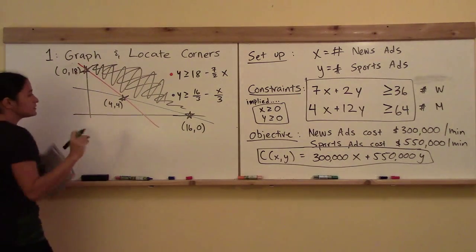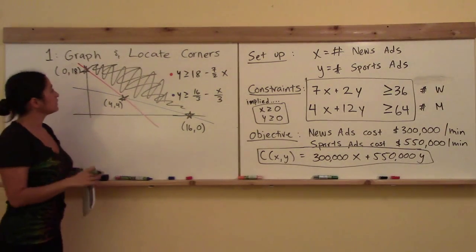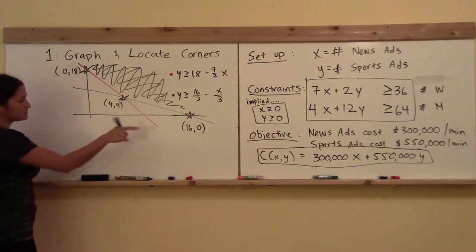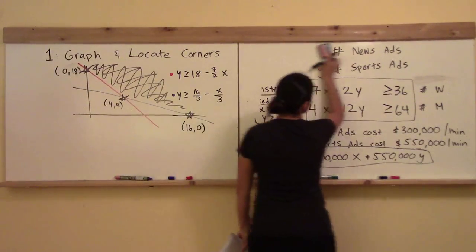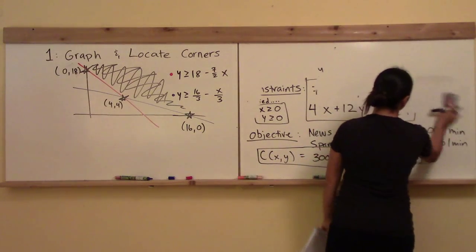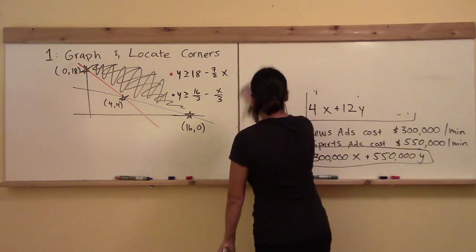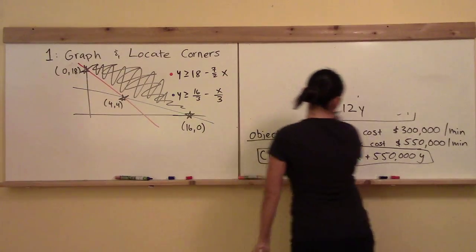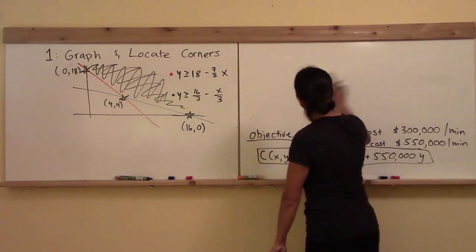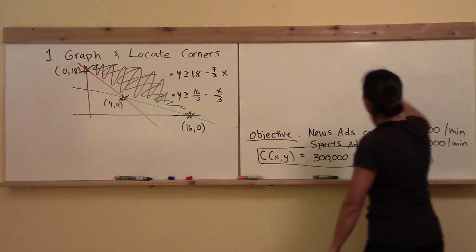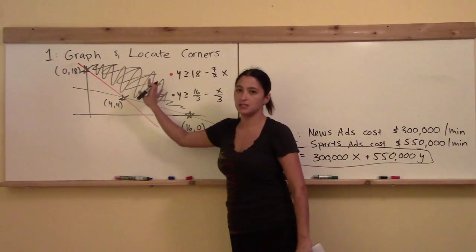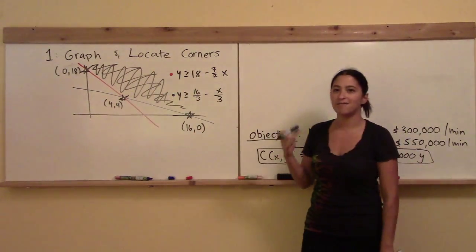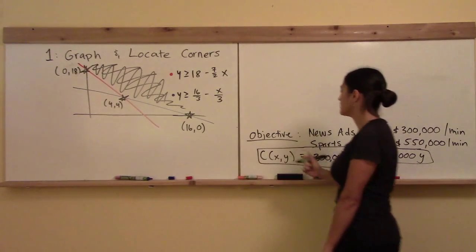Okay, so that's step 1 complete. I've graphed the region, I've located the corners. And step 2 is that I'm going to evaluate that objective function on each one of the corners. And I will just take whatever's the lowest, because that's the number that allows me to reach my goal. I know I've reached at least this amount for each demographic, and I've minimized the cost to reach my goal.